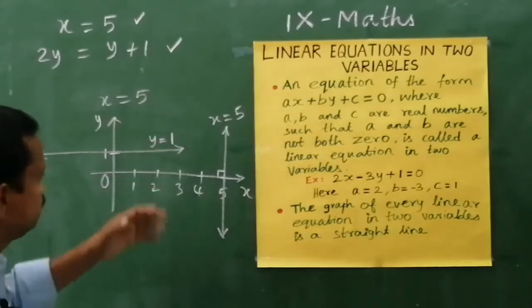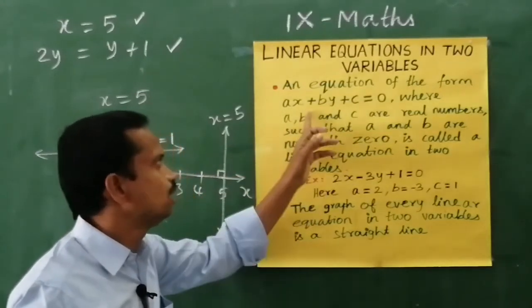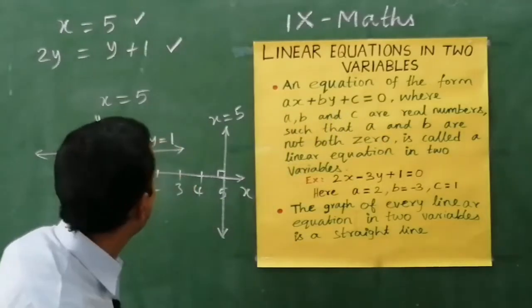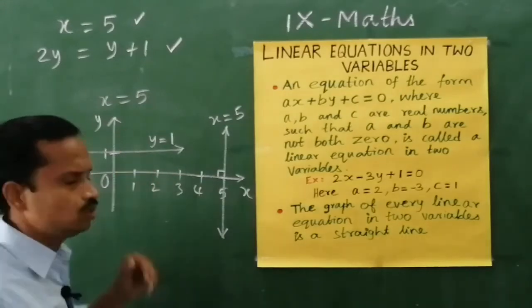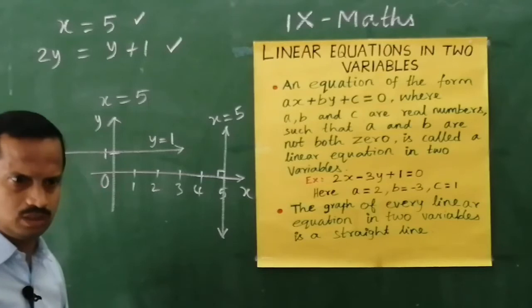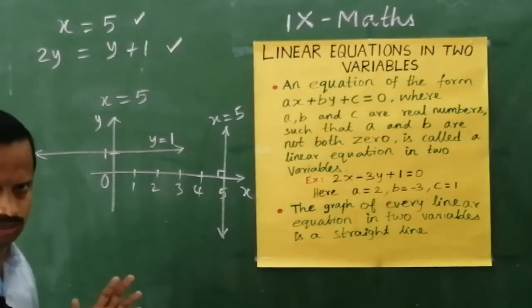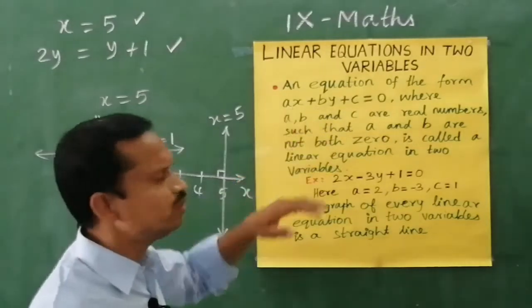So, these are linear equations in one variable, but in two variables this is the general form ax plus by plus c equal to 0. If you take x equal to 5, it is a linear equation in one variable. So, the variable is x and the solution for x is 5, that is all. One variable, so one solution. So, what about two variables?